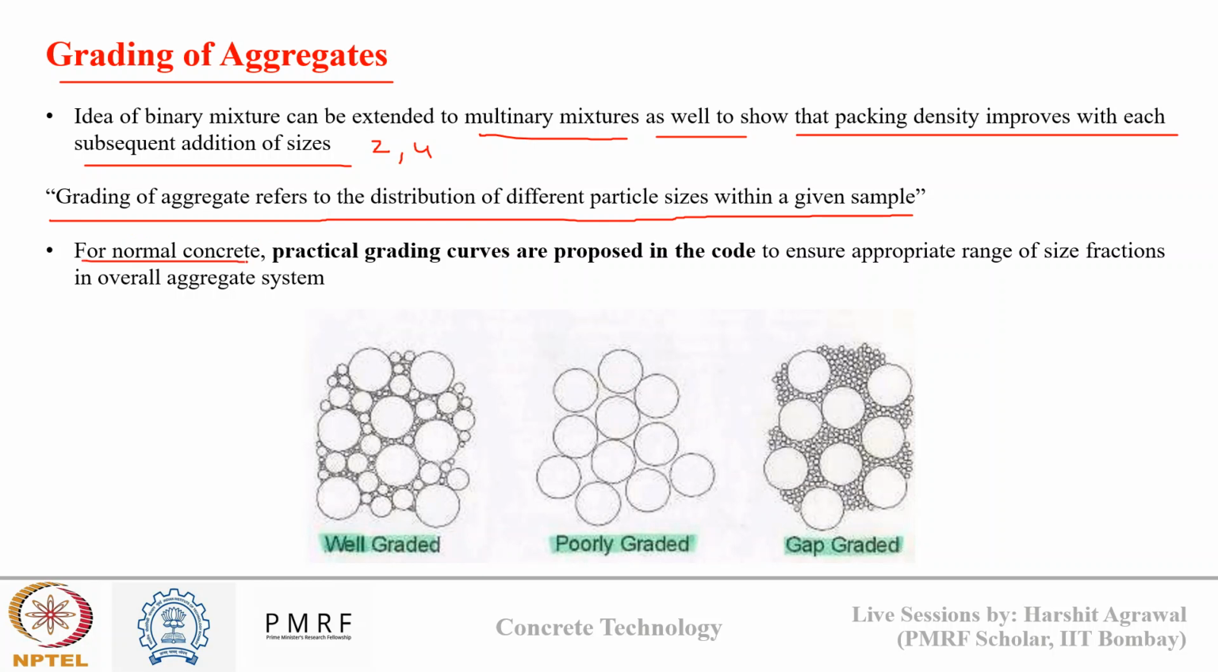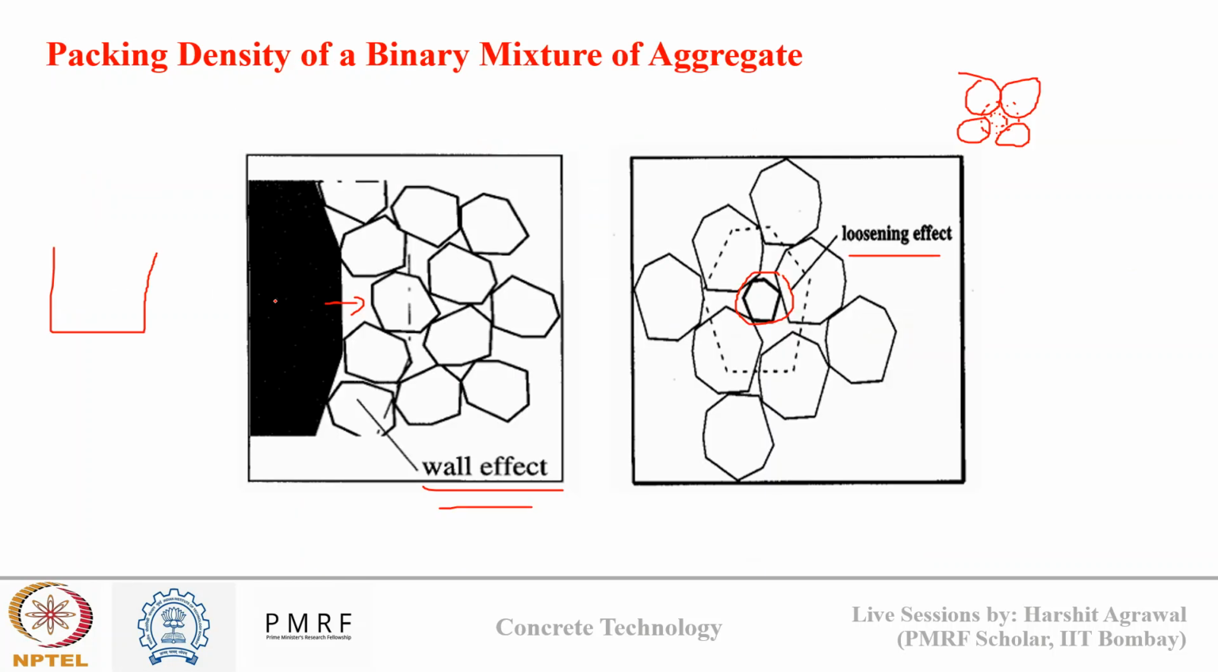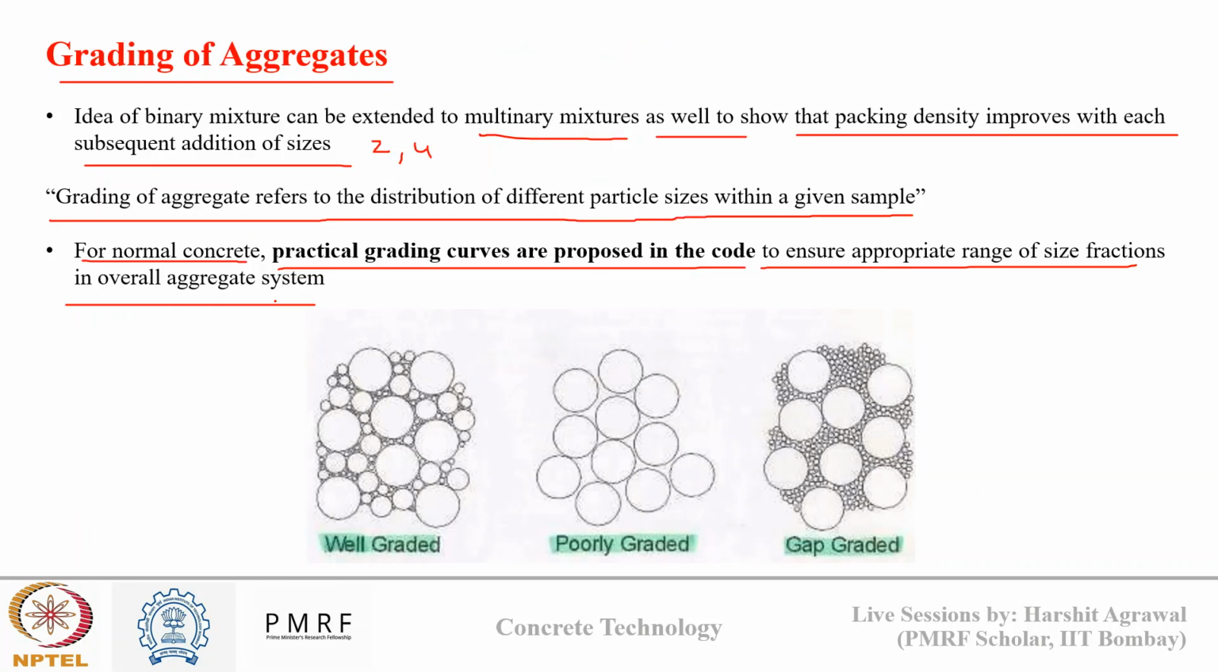For normal concrete packing, practical grading curves are proposed in the code to ensure a proper range of size fractions in the overall aggregate system. So there are grading curves available in the codes that make sure there are appropriate size fractions in my overall aggregate system, which properly fill the spaces rather than causing these loosening and wall effects.